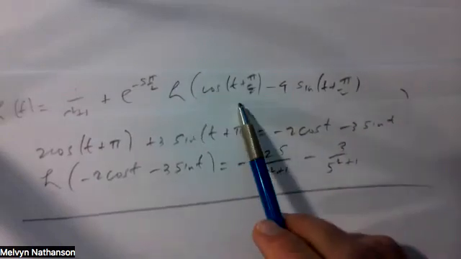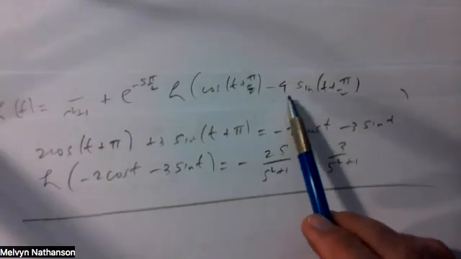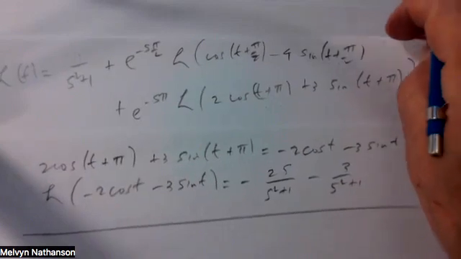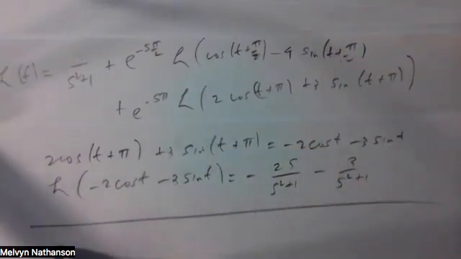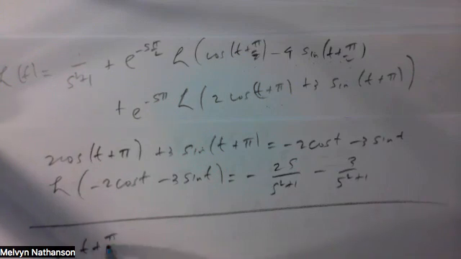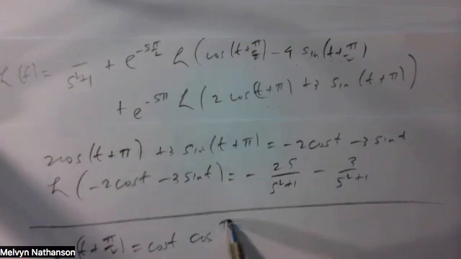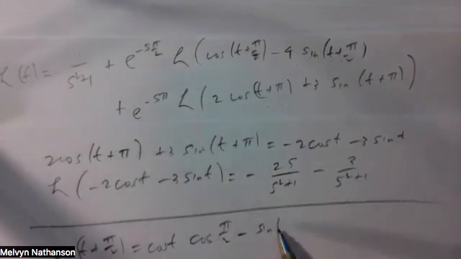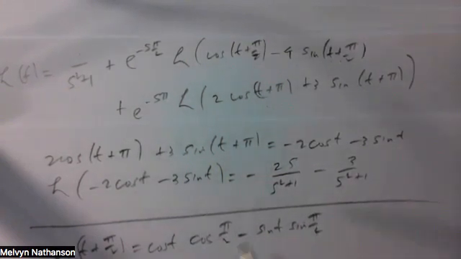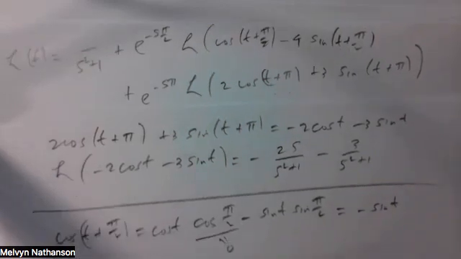But we also have cosine of t plus pi over 2 minus 4 sine of t plus pi over 2. So if we apply our sum formula, the cosine of t plus pi over 2 is cosine t cosine pi over 2 minus sine t sine of pi over 2. Cosine of pi over 2 is 0 and sine of pi over 2 is 1. So this is minus sine t.